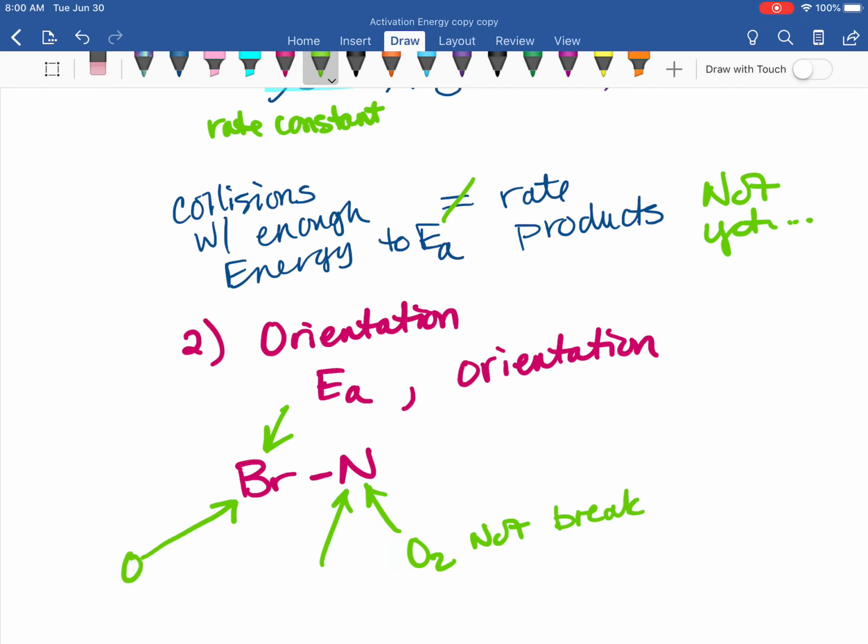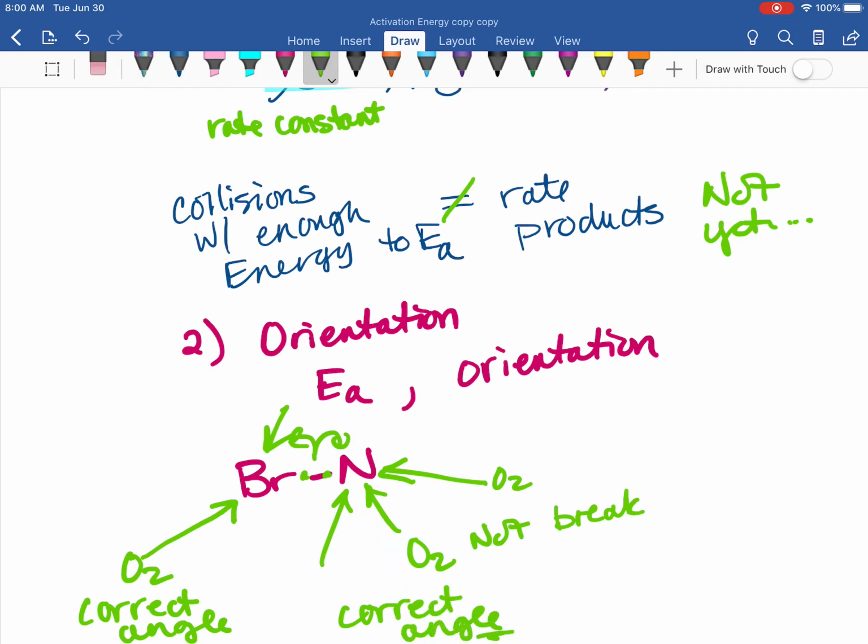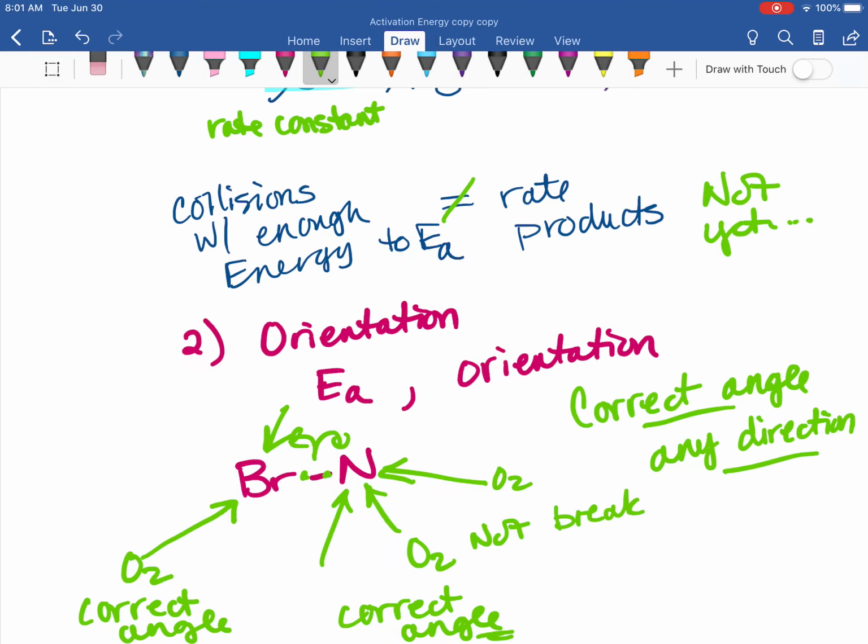So let's say a collision from right here has the right angle to literally break this bond and pop those electrons off this way or this way. If we're smacking into here, we have to have the right angle. That is orientation. Okay, so you've got to have literally the correct angle. Those collisions cannot be from just any direction.